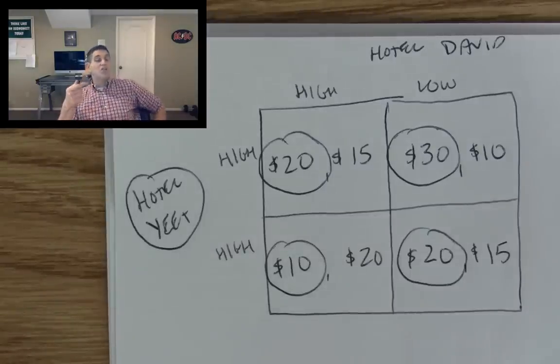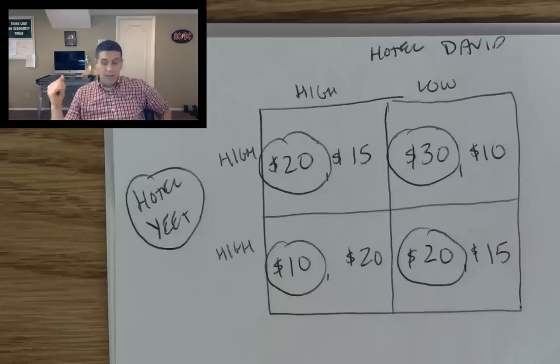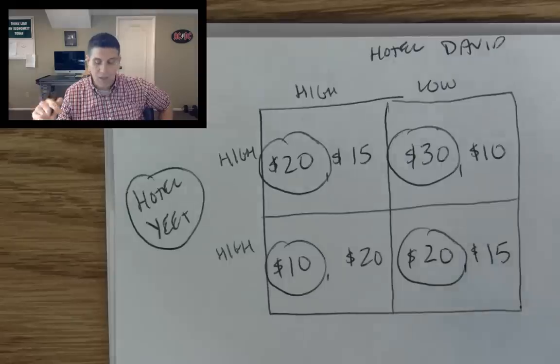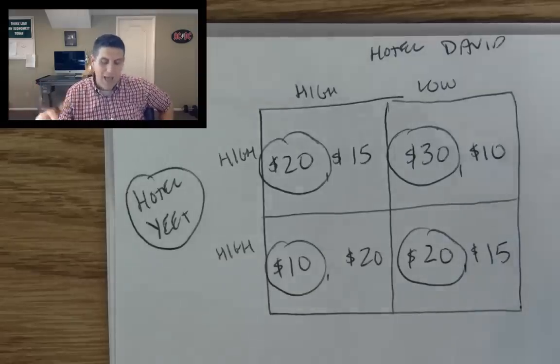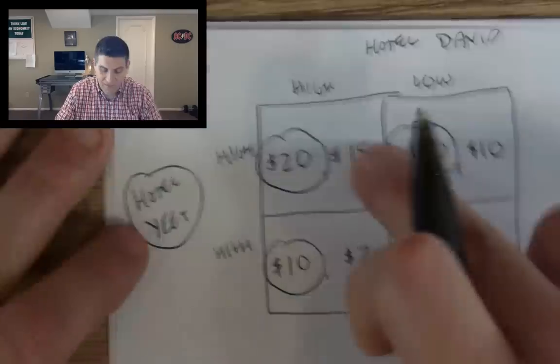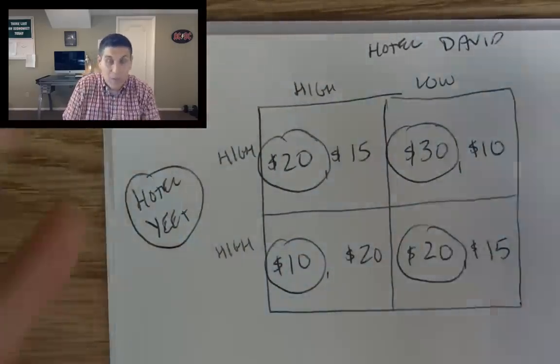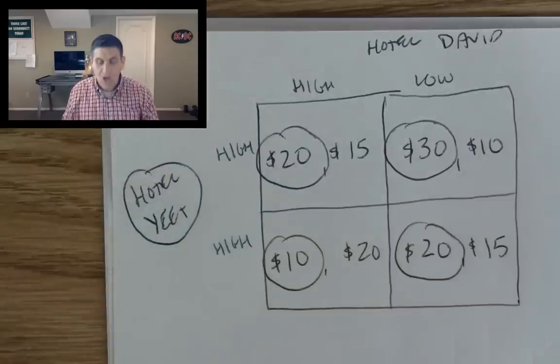Now here's the questions you're going to get. There's 3 basic questions you're going to see, not including Nash equilibrium. First question is, can you read the chart? Like if Hotel Yeet goes high and David's Hotel goes high, how much profit will David's Hotel earn? So basically it's 15. Can you read the chart? Do you understand what you're looking at? Second set of questions are, who has a dominant strategy?